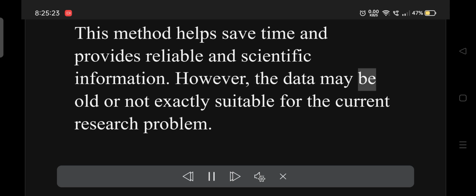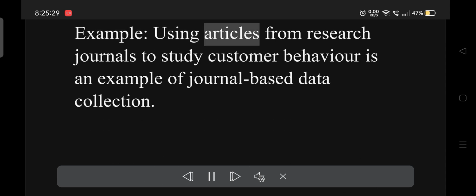However, the data may be old or not exactly suitable for the current research problem. Example: using articles from research journals to study customer behavior is an example of journal-based data collection.